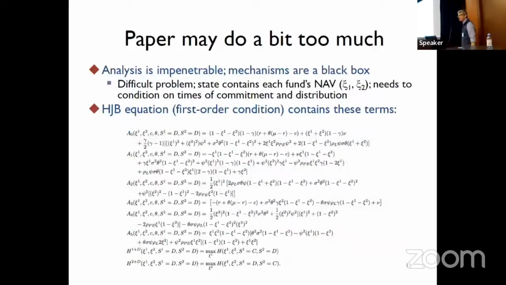So to start with the concerns, the paper may do a bit too much. As I talked about, this is a difficult numerical problem. Every time you add another private equity fund to this, you add a number of state variables. The approach to this is pretty much just they're brute forcing the whole dynamic programming problem here, which means that if you look for the intuition behind the economic effects that are going on, those are in the first order conditions, and the first order conditions look like this.